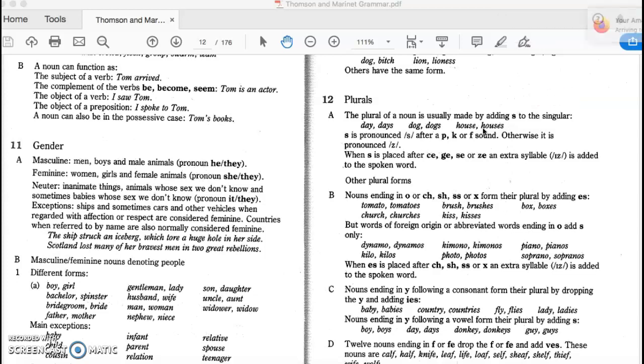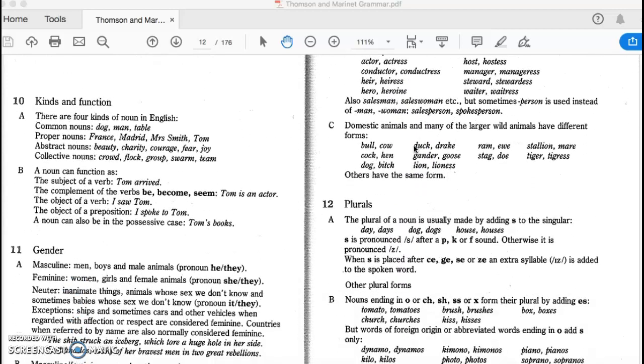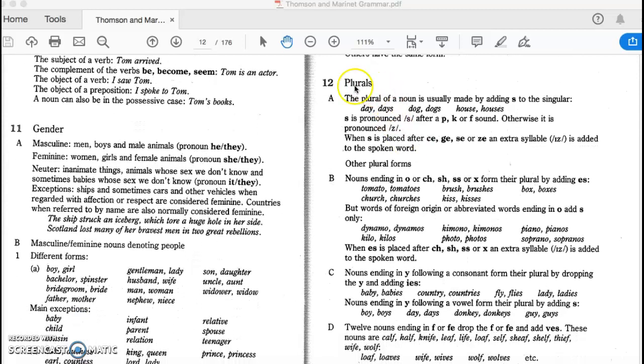Hi everybody. I'm doing this recording in order to teach something about plurals. The pages that you see here are taken from Thomson and Martinet's Practical English Grammar, which you can find under grammar definitions on your Blackboard website. This is from the chapter titled Nouns, and I will walk with you through the part about plurals.